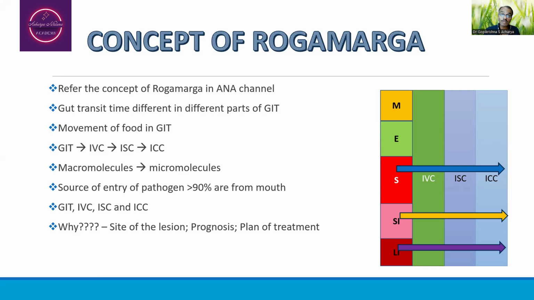And from the stomach, the partially formed micromolecules such as glucose, etc., will directly enter the capillaries of the stomach. Whereas micromolecules found in the small intestine will enter the capillaries of the small intestine. Then further, the minerals, etc., will get absorbed in the large intestine.